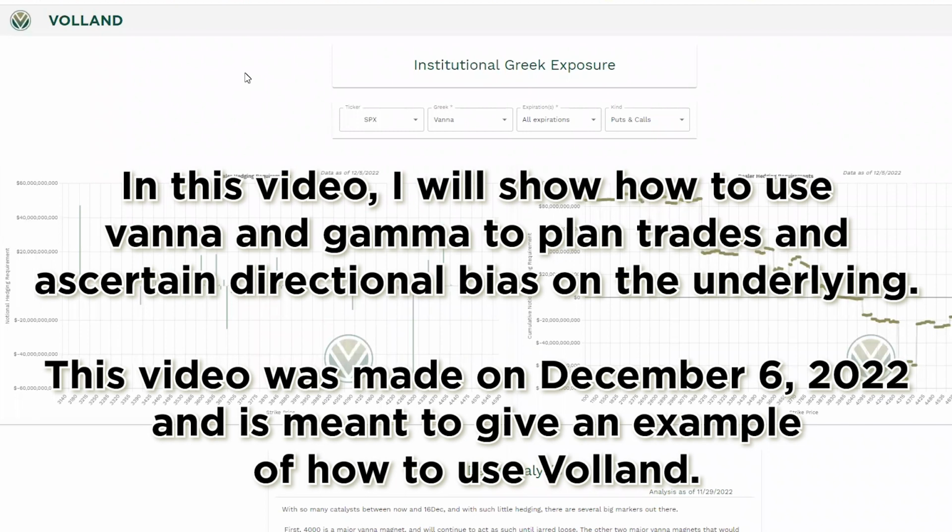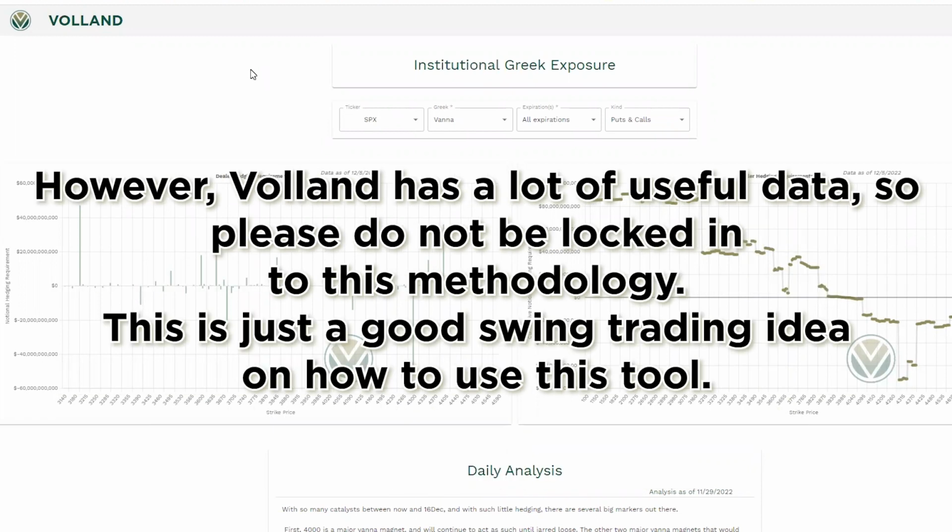In this video, I will show how to use Vanna and Gamma to plan trades and ascertain directional bias on the underlying. This video was made on December 6, 2022, and is meant to give an example of how to use Volland. However, Volland has a lot of useful data, so please do not be locked into this methodology, but this is just a good swing trading idea on how to use this tool.